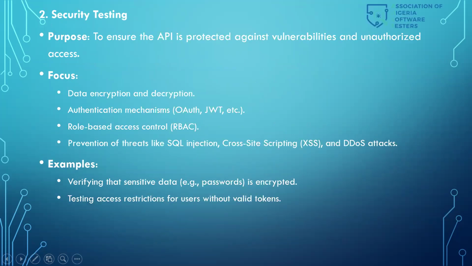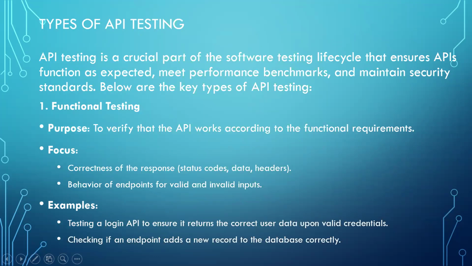So we're looking into just a touch on the types of API testing. I know we have done so many types of testing, but this one is specifically API testing. So how do we use them? API testing is a crucial part of the software testing lifecycle that ensures the API functions as expected, meets performance benchmarks, and maintains security standards. Below are the key types of API testing.